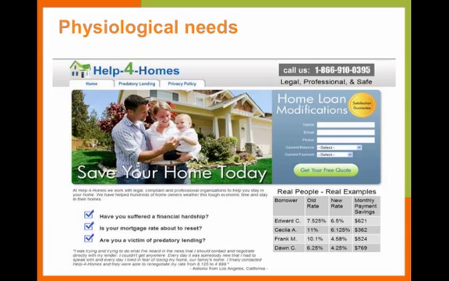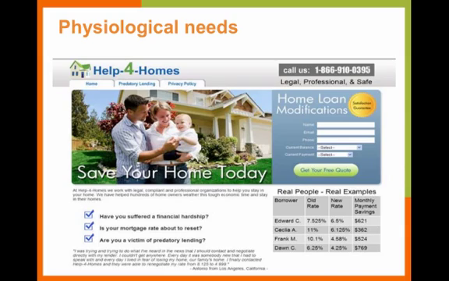Here's an example of how the content is targeted around physiological needs. This is a website that's geared towards people that are almost in foreclosure. They may lose their house, and that is a very freaky thing for folks to deal with. They are confused and they're scared and looking for options. So here's an example of copy that's been written that ties into those physiological needs.